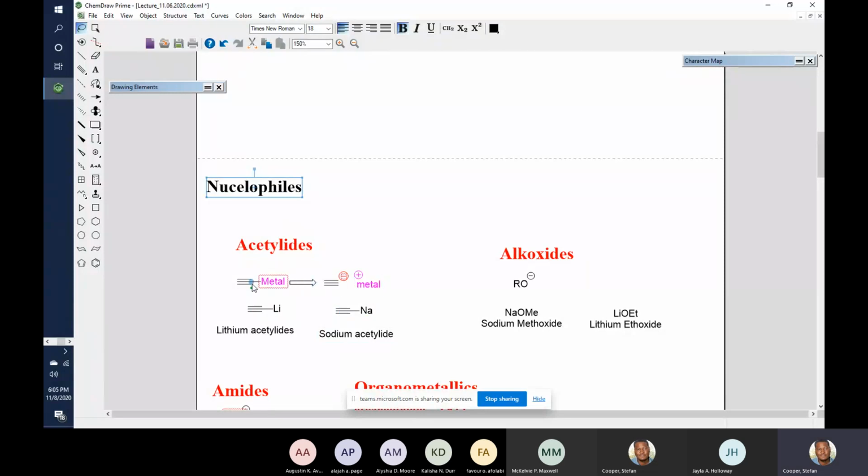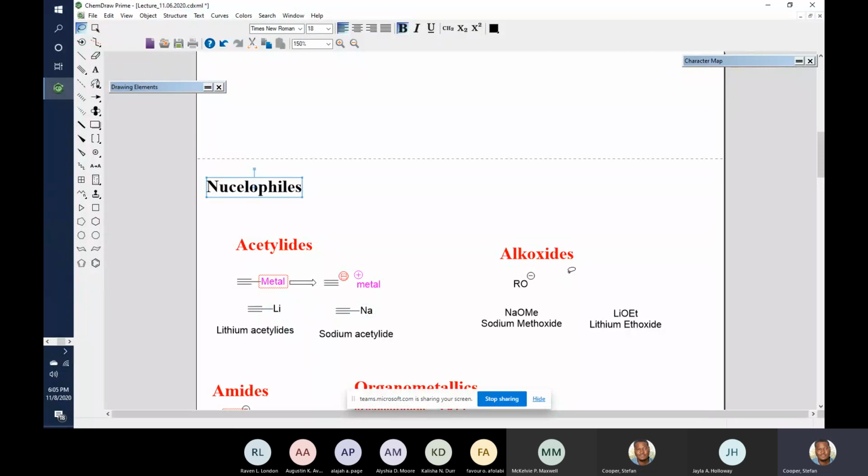If you look here again, there's a carbon-metal bond. Carbon is a non-metal and there's a metal bond, so that means this bond is ionic. Truly, the way you should think about this is that carbon has a negative charge and the metal has a plus charge. There's an electrostatic interaction here. So these are great carbon nucleophiles. These are going to make carbon-carbon bonds.